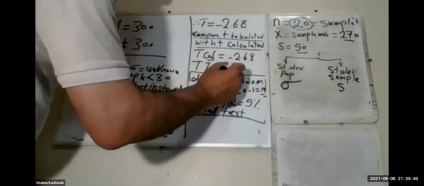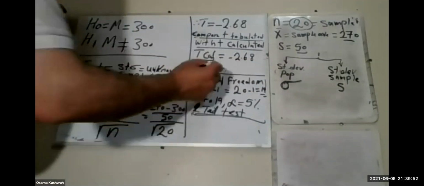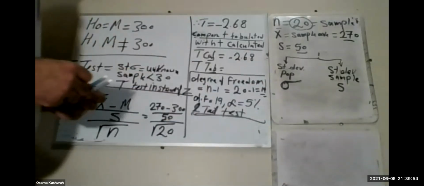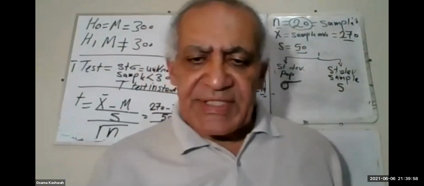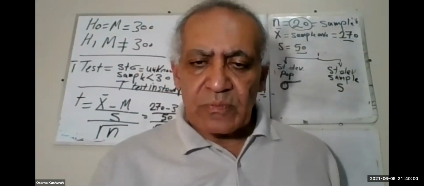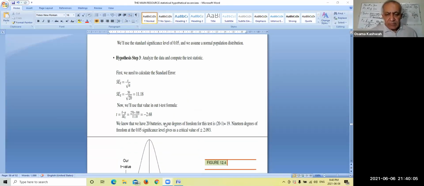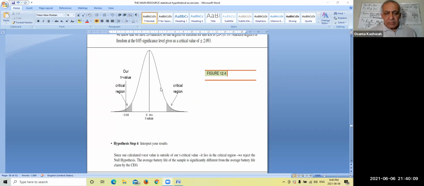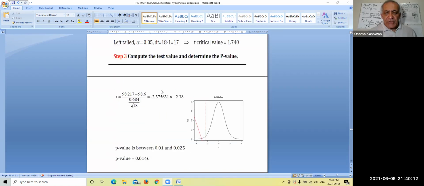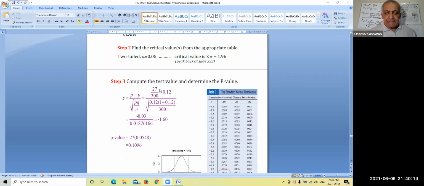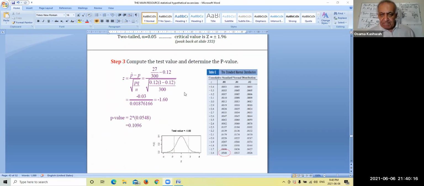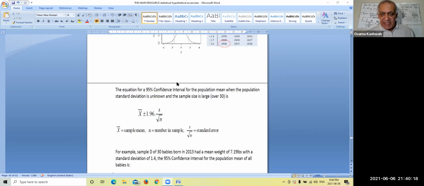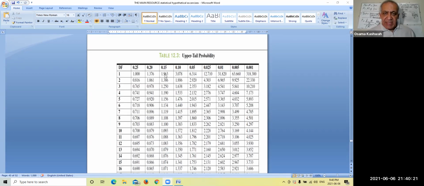I will go to look in the table now for this. And the value of T tabulated, I will put it here. Perfect. Now let us go and see the table. I will show you the table here of T. Here is a table of T.